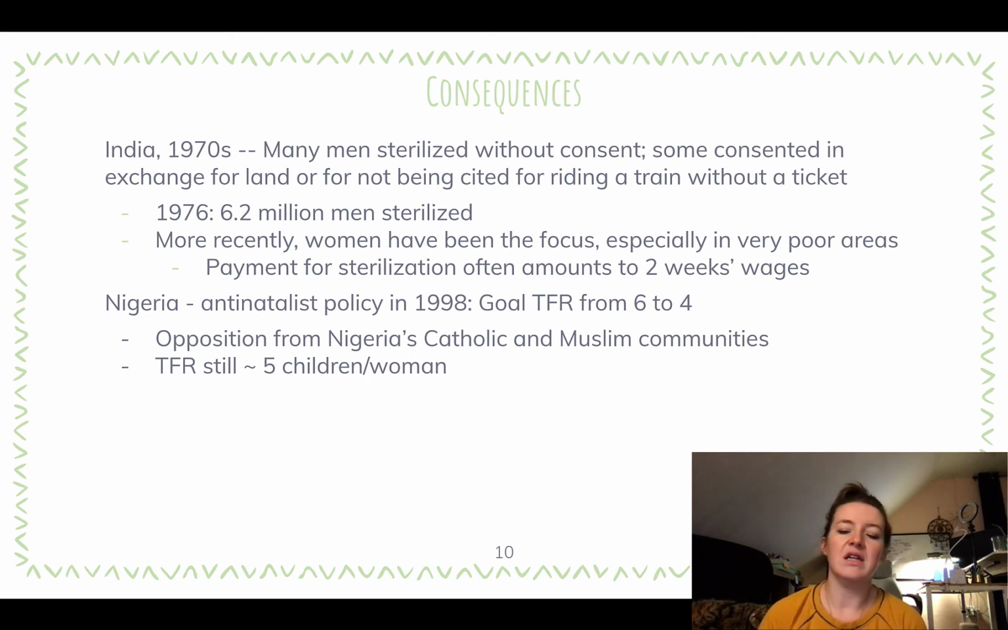In Nigeria, they put into place an antinatalist policy in 1998. The goal was to reduce the total fertility rate from 6 to 4. There was opposition from Nigeria's Catholic and Muslim communities, both of which tend to be very, very anti-birth control of any sort. And the TFR still is incredibly high. We're still looking at approximately 5 children per woman, which is one of the highest in the world.